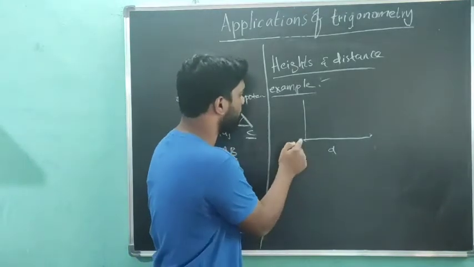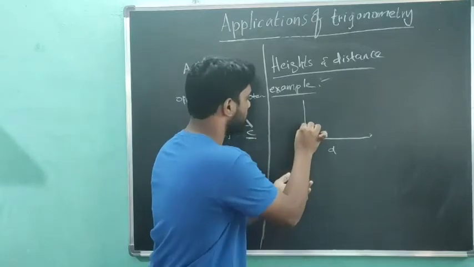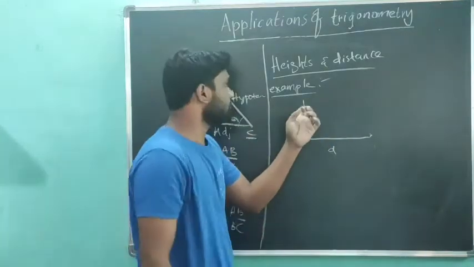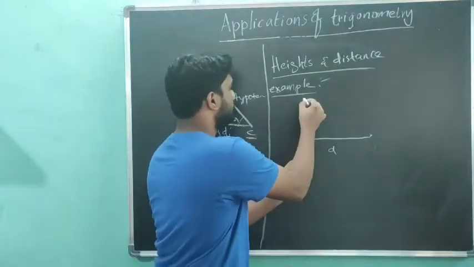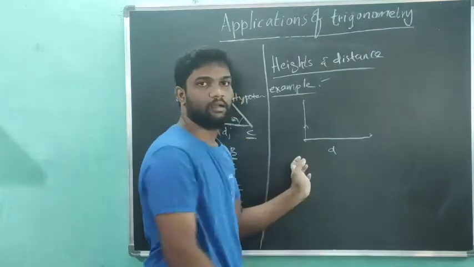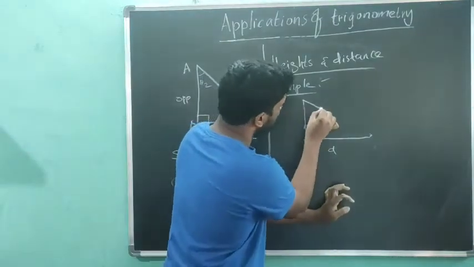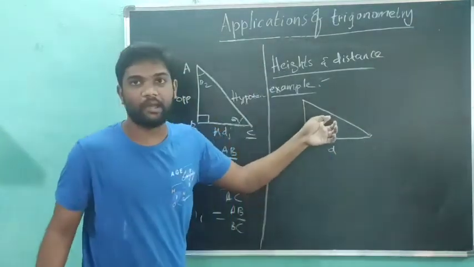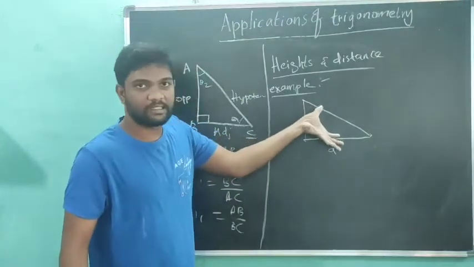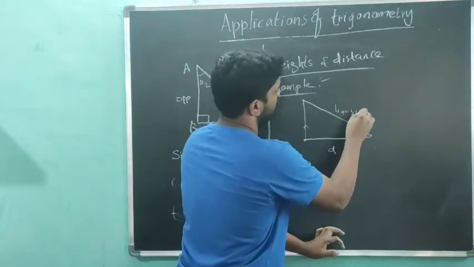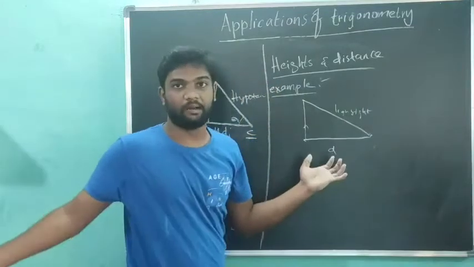Now you are going upper. You are moving, seeing upward, and you see the topmost point of the pole. So I consider this as the line of sight. What is this length considered as? The line of sight. Right. Hope you are clear up to here.